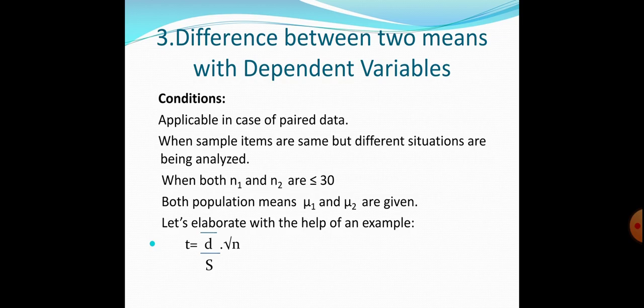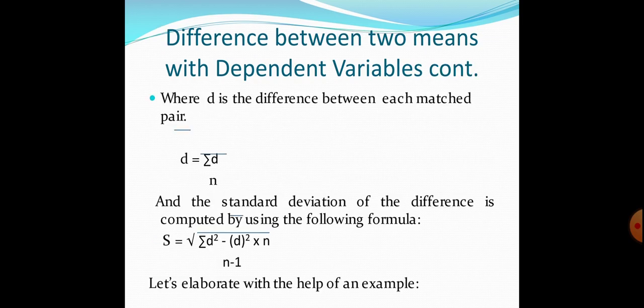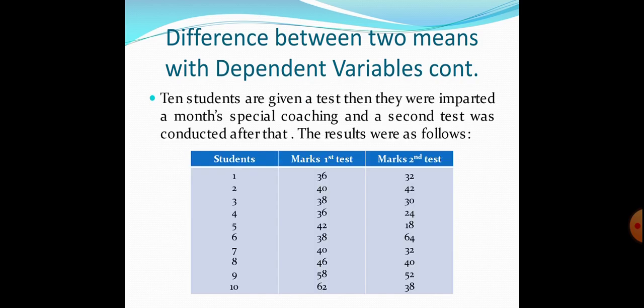Now let's elaborate. Here the value of t can be found with the help of this formula: d bar divided by standard error into root n, where d bar is calculated as sigma d divided by n. And the standard deviation of the difference is computed using the formula: square root of (sigma d square minus (sigma d) whole square into n) divided by n minus 1. Now let's elaborate it with the help of an example.